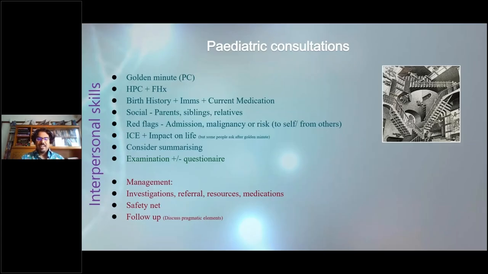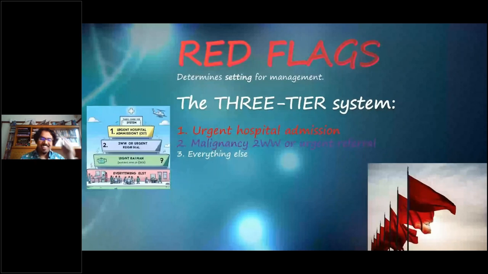Great. All right. So this is one of my favorite slides. I call this the three-tier system. It's something I've come up with, introduced to me by one of my old clinical supervisors. I've got a little bit of a picture I got AI to generate for me. So the three-tier system, these are your red flags, and it determines where you're going to take care of your patients. So you should always approach all your patients with the three-tier system.